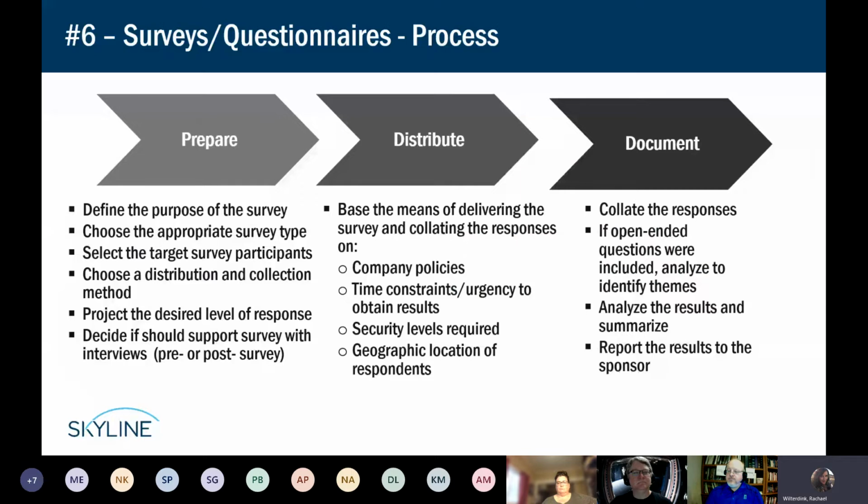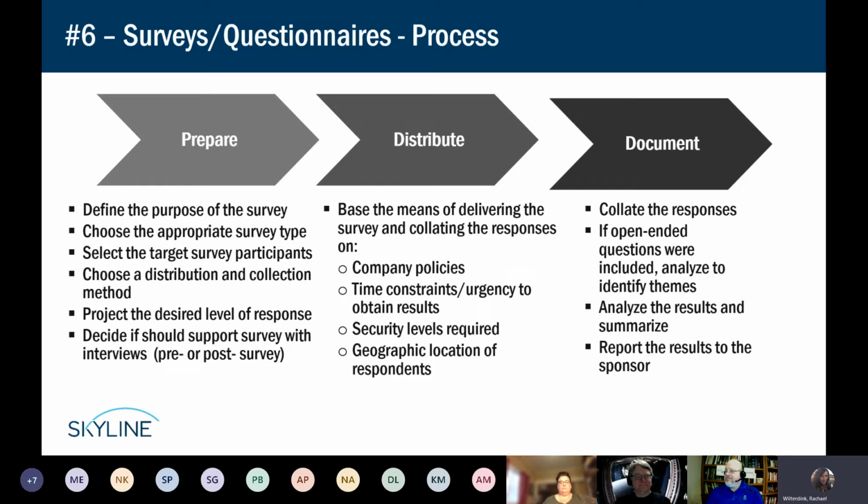To prepare a survey, you obviously just decide what the purpose of the survey is. Prepare your survey questions, choose a target audience, choose how you're going to distribute the survey. Obviously, most people aren't doing the old school, mail it and then wait for it to come back. Most people are doing online surveys, census aside.